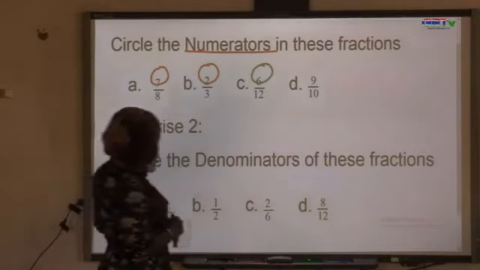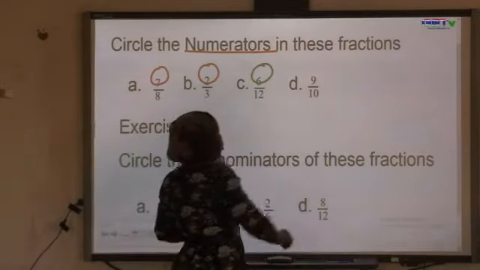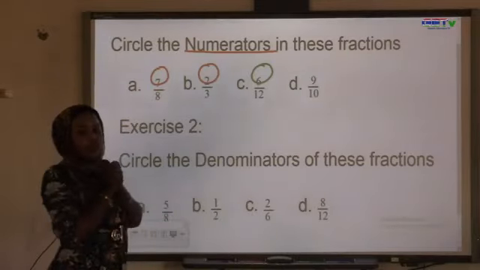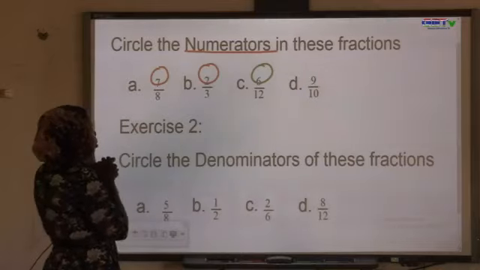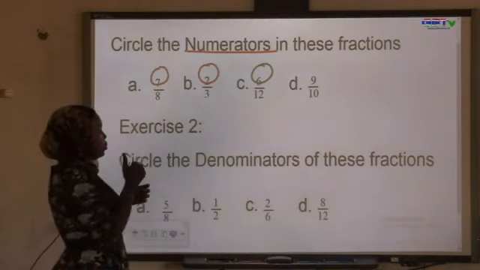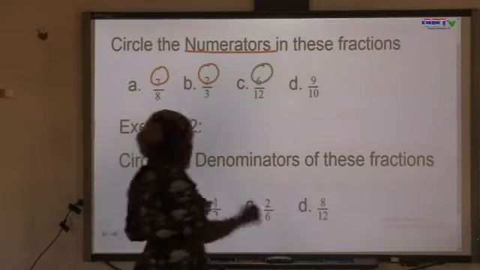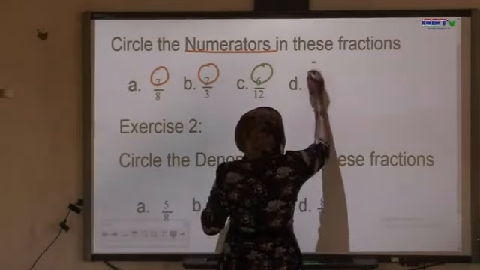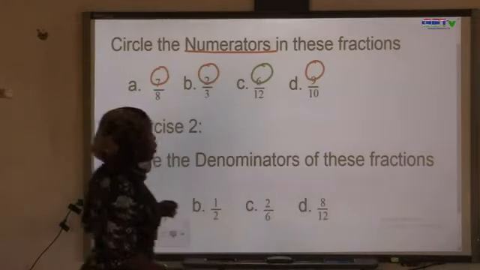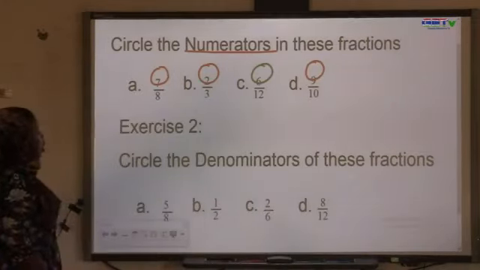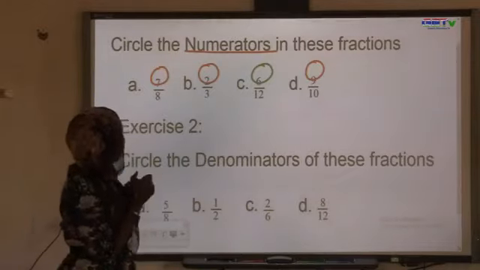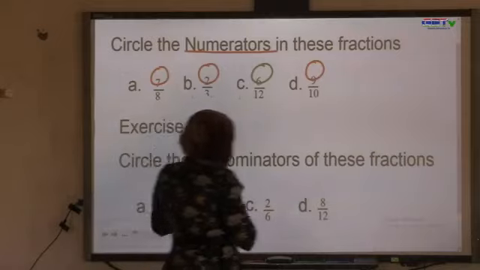We move on to D. In question D, we have 9 over 10. And again, the number above the fraction bar is 9. So 9 automatically becomes our numerator for D. I hope you all got that. Now let's move on to exercise 2.